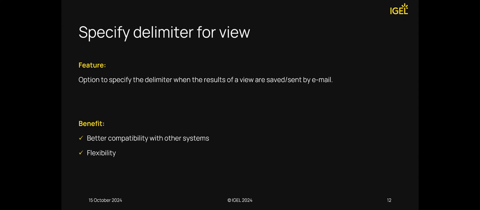Another optimization was also a request from the community in the console. When you create a view and you want to save it or send the view results as a report, as a CSV file via email, you were quite limited in the delimiter options. Now we make it quite flexible, so you can select between different options for the delimiter. Just a small improvement, but you now have better compatibility with other systems if you export the view results here.